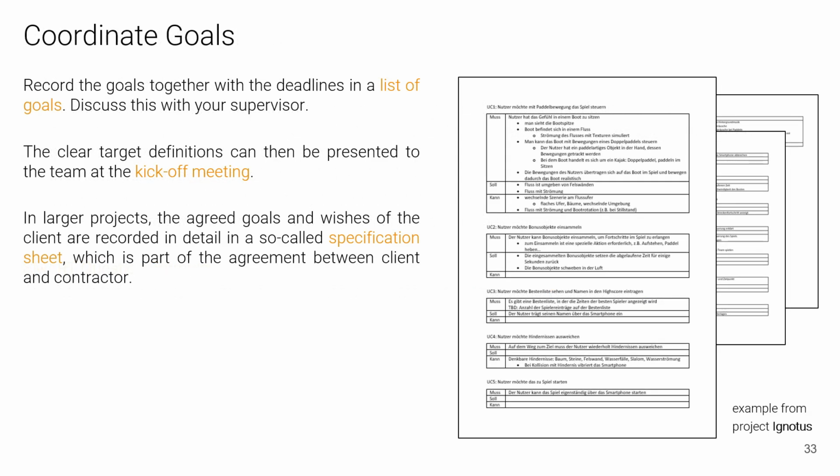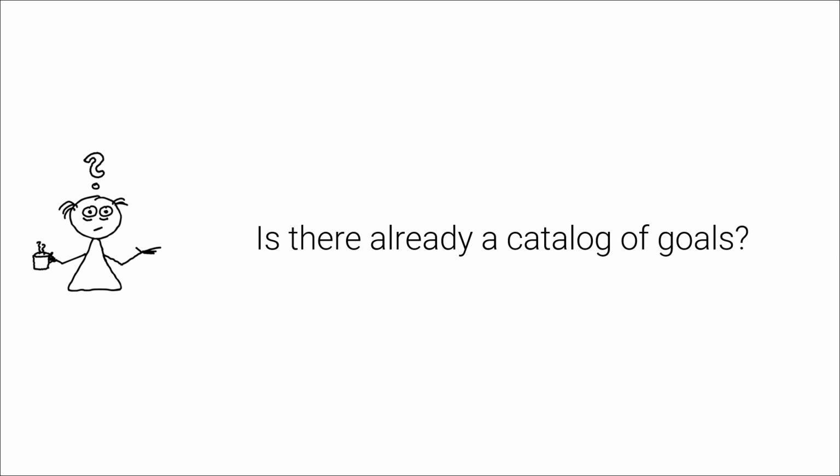Then, of course, the defined goals have to be coordinated. For this purpose, the so-called list of objectives or list of goals is drawn up. This is also the basis that we later have to discuss with the supervisor. The kickoff meeting is also a wonderful opportunity to present the target definitions to the entire team once again. In larger projects with industry partners, the goals are recorded in the so-called specification sheet. This is the agreement between the client and the contractor. So here again, a very important task for you. Is there already a catalog of goals?